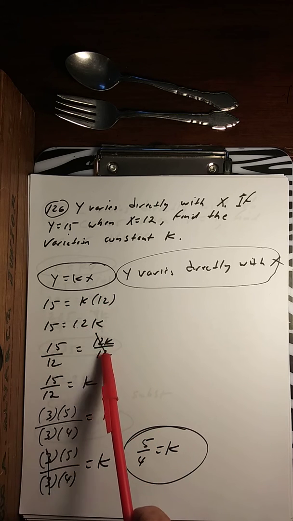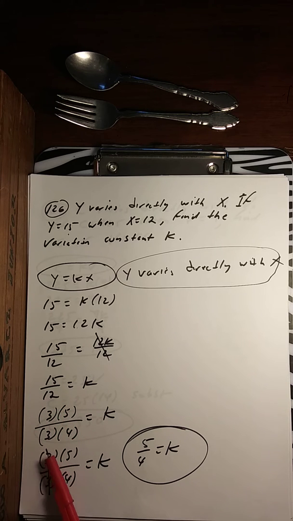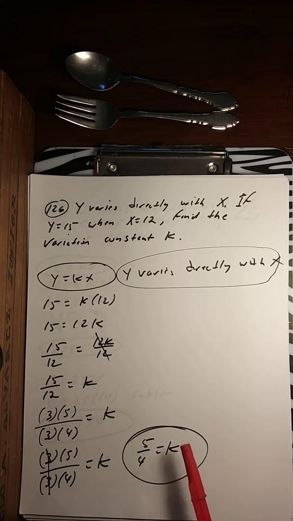We know y is 15 and x is 12. That's going to be 12k, divided by 12, divided by 12. So we have 15 over 12. That's 3 times 5 over 3 times 4, and the 3's cancel. What's left over? 5 over 4 equals k. So 5 over 4 is the constant k.